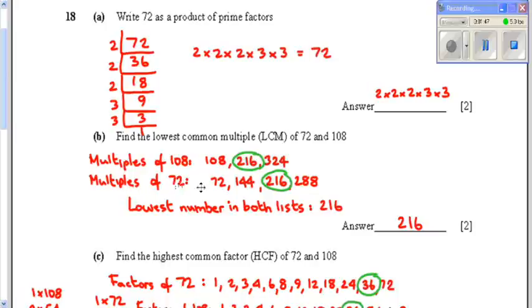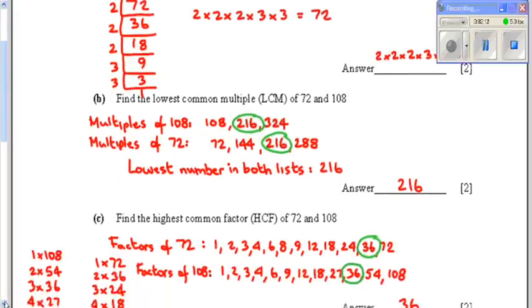Try the multiples of 72. 72 times 1 is 72. 72 times 2 is 144. 72 times 3 is 216. 72 times 4 is 288. At this stage, hopefully you can see that the lowest number that appears in both lists is 216 here, 216 there, so the answer is 216.